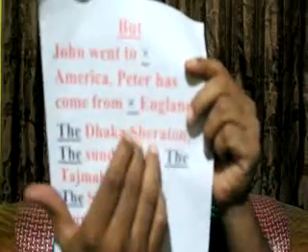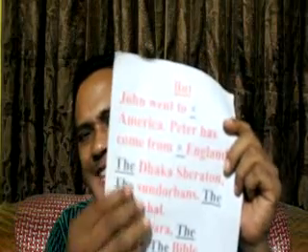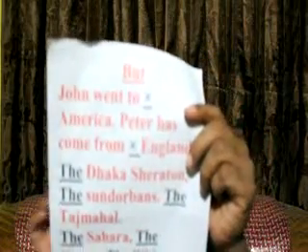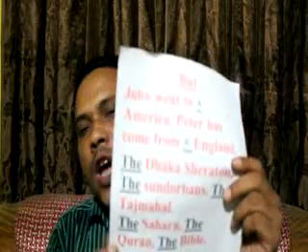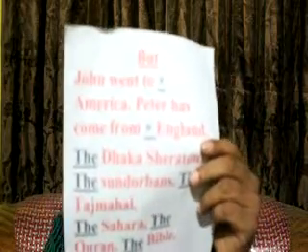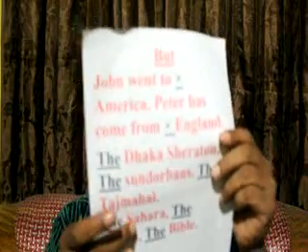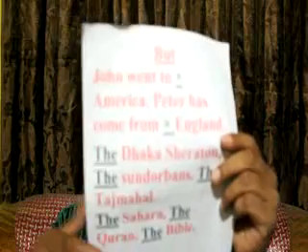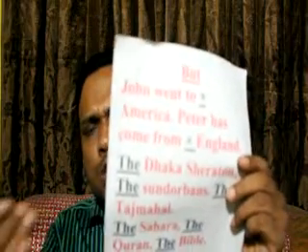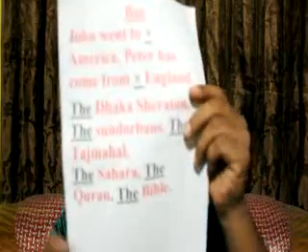We all know that Sundarban is the name of a place, but it is historically famous, so we should use the definite article before it. Dhaka Sheraton, we all know that this is the name of a hotel, so we should use the definite article before the word. The Sahara is the name of a desert. The Quran, this is a holy book. The Bible, this is a holy book. So in such a case, we should use the definite article before them.